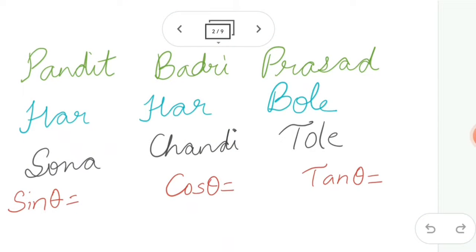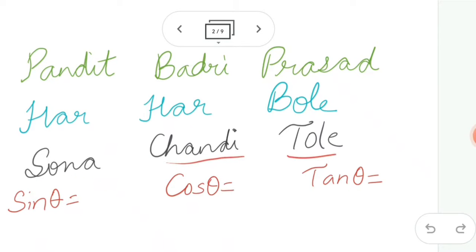There is a trick to remember the formula for these trigonometric ratios. The trick is, there is a Pandit whose name is Badri Prasad. He is a very religious person. So he says har har bole. He speaks har har. And what is his profession? He does a business of gold and silver ornaments.